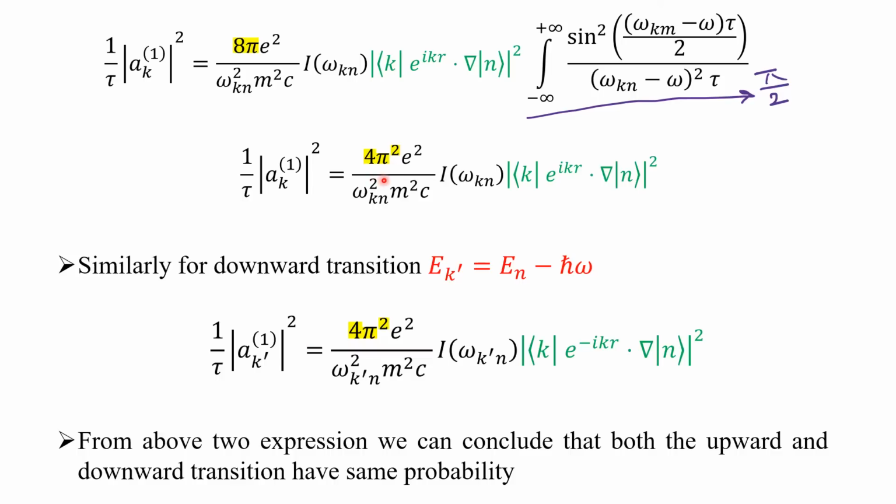In both cases, the square of the probability amplitude, that is the probability density, is the same if you compare this expression and this expression. The probability is the same because all are constant, and this is modulus squared, and you are taking the modulus square. Naturally the sign does not matter, so for both the upward transition and the downward transition, the probabilities are equal. That means we can conclude that both the upward and downward transitions have the same probability. That is one of the very important points.